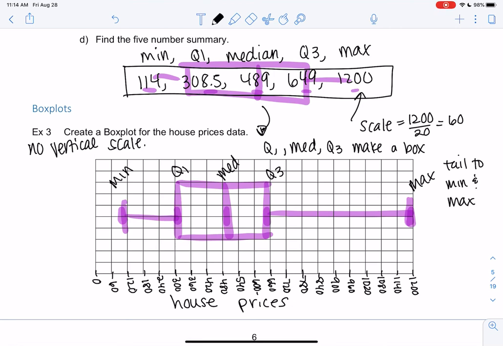So this is probably a new graph for most of us. We'll talk about how to interpret this a little bit better later, but we're just practicing drawing it. Make sure you're labeling in words on the bottom. We want someone to look at this and know what it represents. So we'll see some more box plots later in this section.